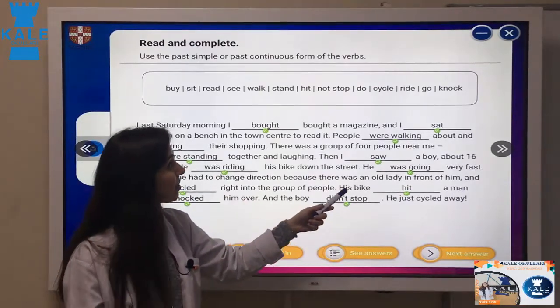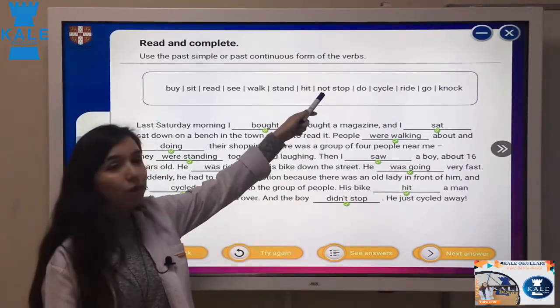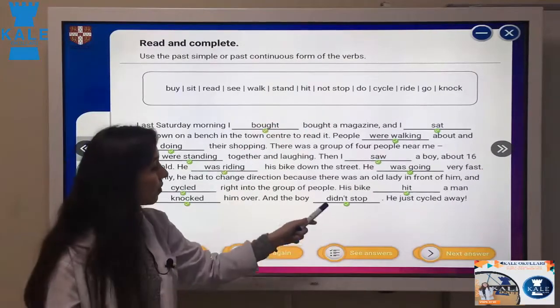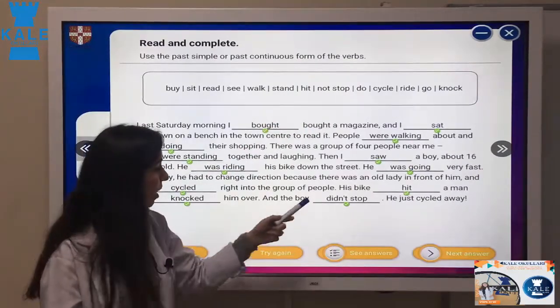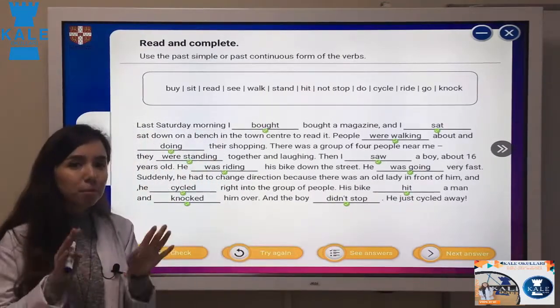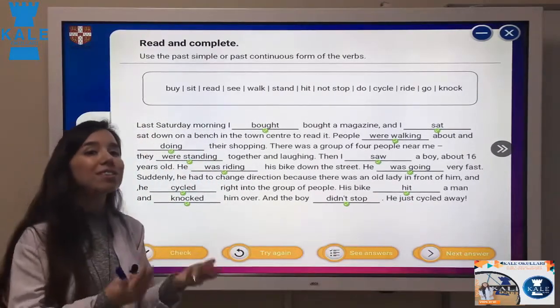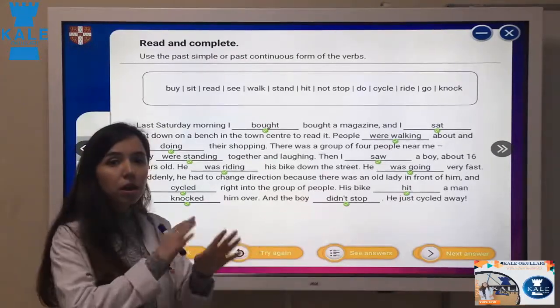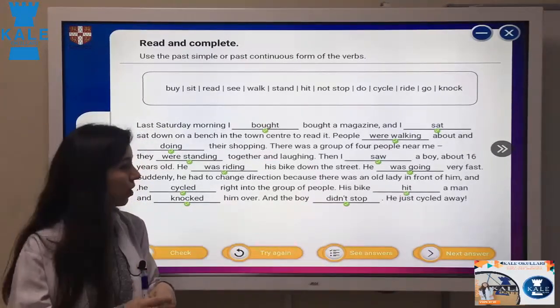And the boy didn't stop. Why "didn't" here? Because our verb here is negative. Because of that, here we use "didn't stop". And the boy didn't stop. He just cycled away. Didn't stop. Past simple again, not "he was not stopping". Yes, he didn't stop. Something just finished at the same moment.